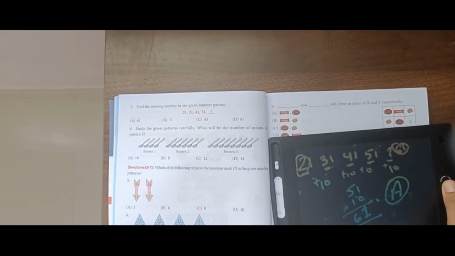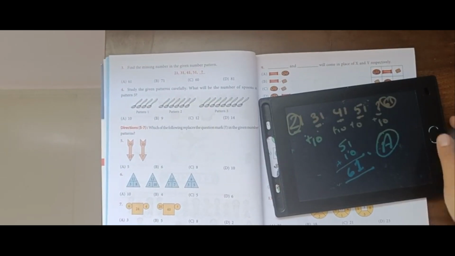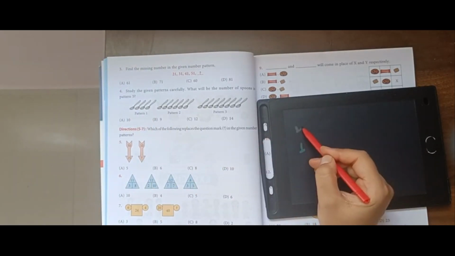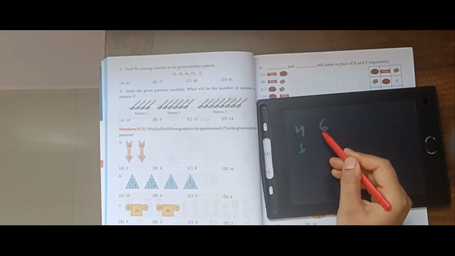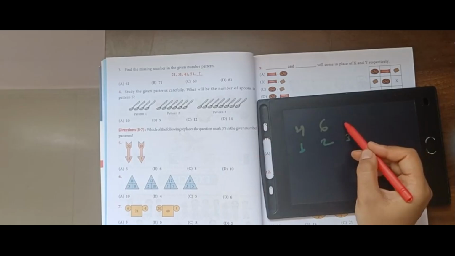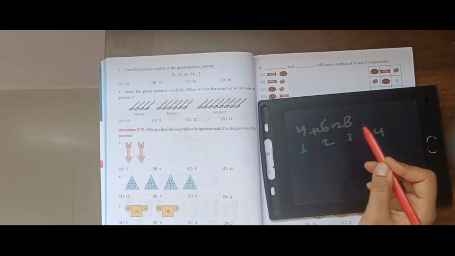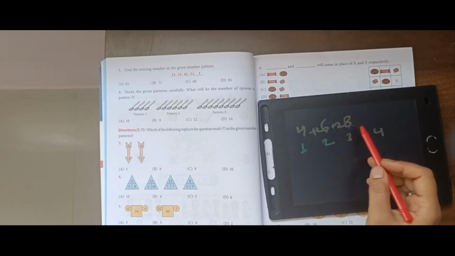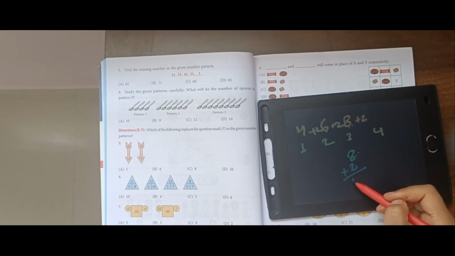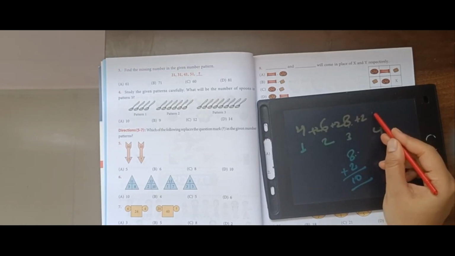Next, study the pattern carefully. What will be the number of spoons? So in the first pattern, how many spoons, kids? 4. Next is 6. Next is 1, 2, 3, 4, 5, 6, 7, 8. So how many spoons are increasing? Plus 2, plus 2. So 8 minus 6 is 2. So plus 2: after adding 8 plus 2, how much will come? 8 plus 2 is 8, 9, 10. So here it comes 10.